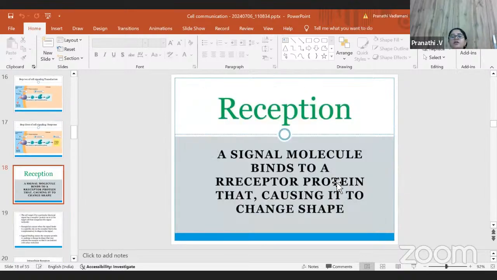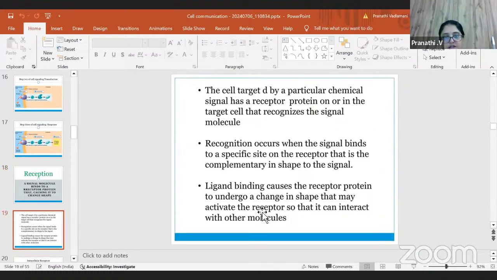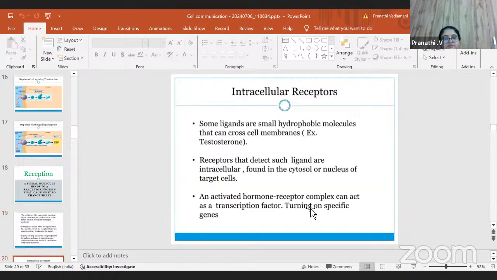So when a signal molecule binds to a receptor protein, it causes a change in the shape. So there is a change in the target cell receptor, so that upon recognition, the signal binds to a specific site. The receptor is a protein over here. So there is a change in the shape of it, or opening or closing of the channels, or the ligand which binds causes the receptor protein to change shape, which activates the receptor.